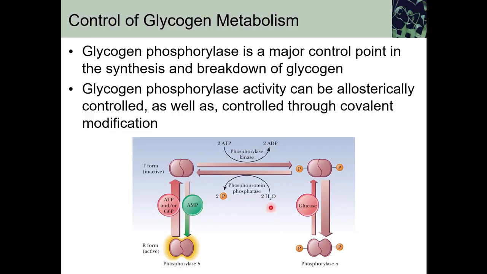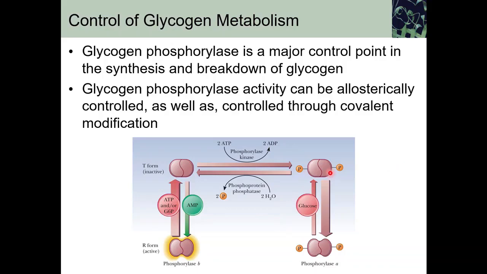The phosphoprotein phosphatase does the opposite. When the kinase phosphorylates, the phosphoprotein phosphatase removes the phosphate group. And what are phosphorylated here, by the way, are the serine residues. This is a dimeric enzyme.